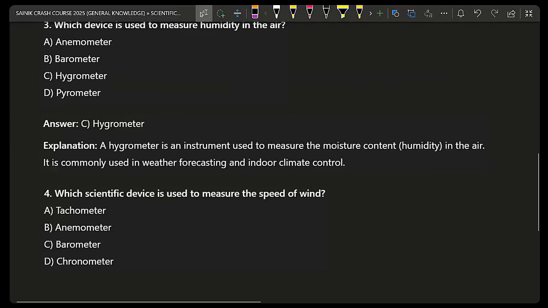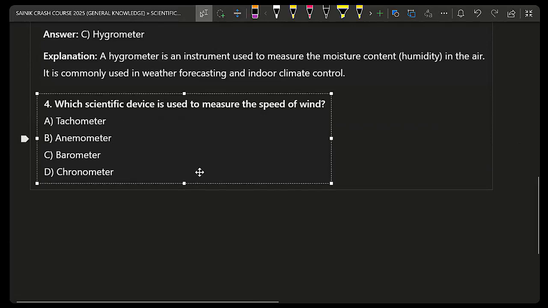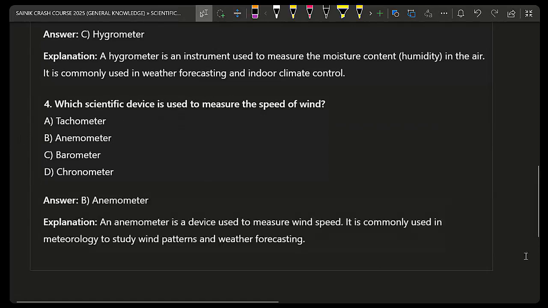Okay, who gave the correct answer? 14 students gave the correct answer. Anemometer is the correct answer. Answer is option B, anemometer. An anemometer is a device used to measure wind speed. It is commonly used in meteorology to study wind patterns and weather forecasting.